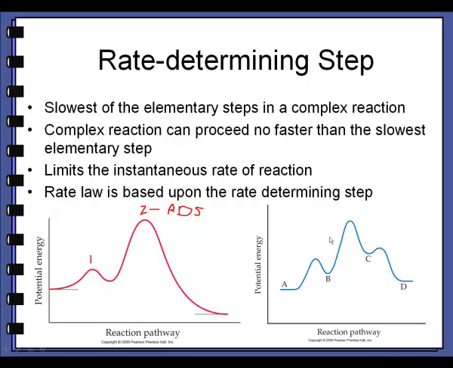Over here on the right we have a more complicated mechanism. Here we have 3 peaks. This is an example of a 3-step complex reaction, so 3 elementary steps. And again, the highest peak is step 2. So step 2 is the rate determining step. Step 2 isn't always the rate determining step, it just happens to be in these 2 examples. In comparison to 2, 1 and 3 are faster.